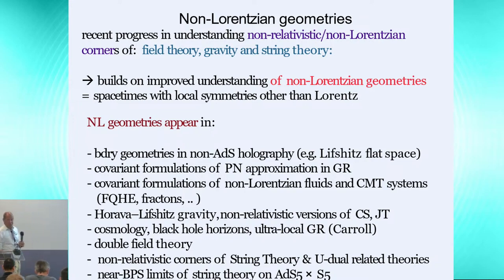It appears in the context of cosmology, black hole horizons, the so-called ultra-local or Carroll limit of GR. There are actually interesting connections to double field theory. And then, if you go to the realm of string theory, there are quite some interesting corners of string theory, and particularly a non-relativistic corner of string theory that I hope to tell you a little bit more about, and various related corners related to this non-relativistic string theory corner by U-duality. And finally, non-Lorentzian geometries appear when you do certain limits of vanilla AdS/CFT, so AdS5/CFT4.